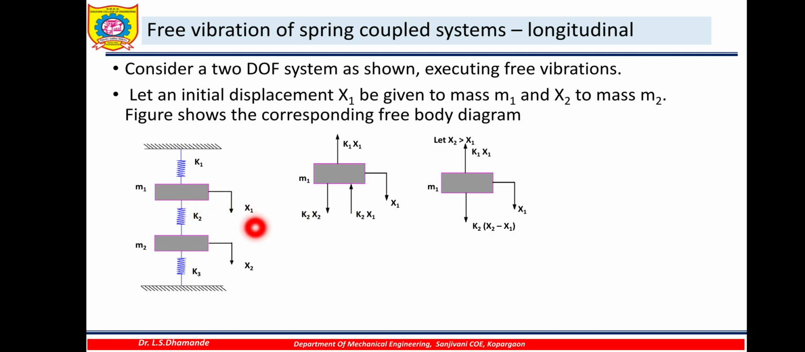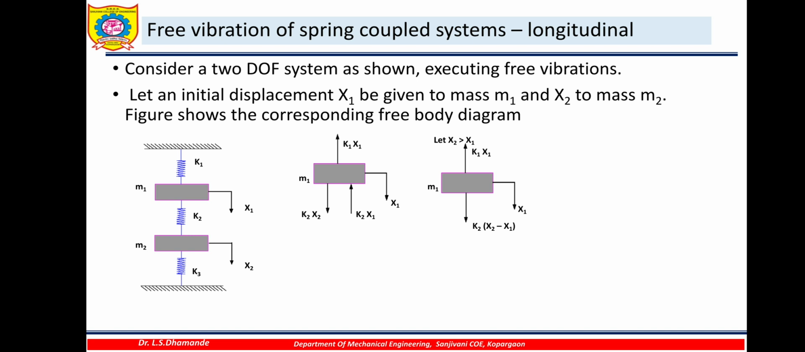Now similarly, there is a displacement X2 in the downward direction here, because of which this K2 will get extended again. That means there will be a tensile force in this particular spring. Because of the tensile force, this spring will try to pull this particular block in the downward direction. Therefore K2 into X2 will be the force here. If I consider that X2 is more than X1, in that case the resultant force at the bottom will be the difference of the higher force, K2 into X2, minus the lower force, K2 into X1. So finally the total force becomes K2 into (X2 minus X1).